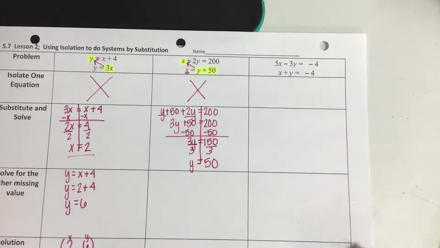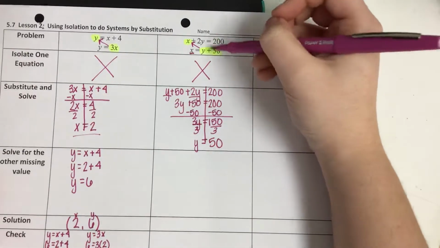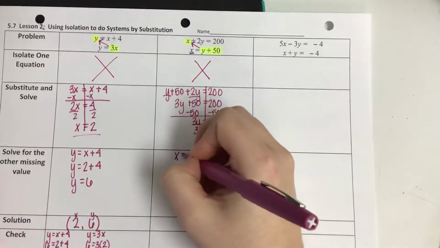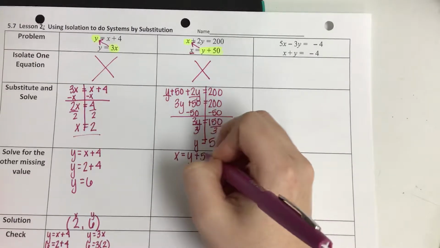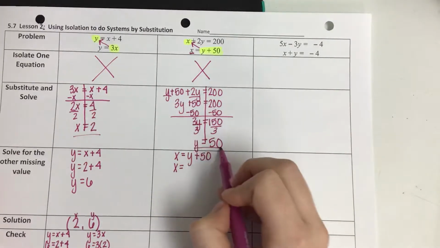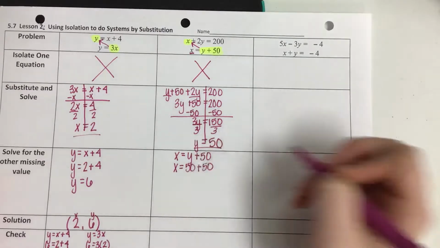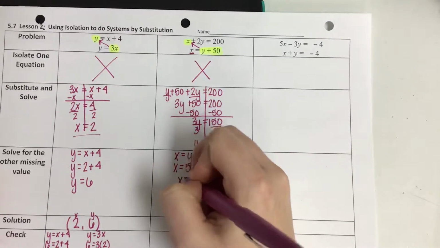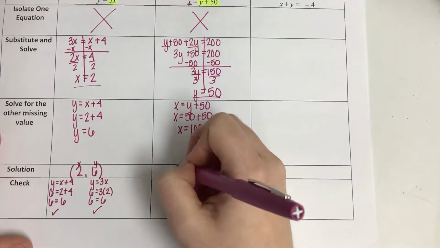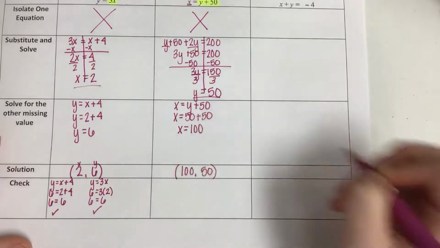Our next step is to solve for the other missing value, which means that I need to find x. Again, we can plug y into either equation, but the one that's isolated is going to be your easiest one, the least amount of work to find your x. So we don't know what x is, we leave that alone, but we know that y is 50. So I get to substitute 50 for y. So we have x is 50 plus 50, which means that x is 100. So our final answer, remember, is always x comma y, so it's going to be 100 comma 50.